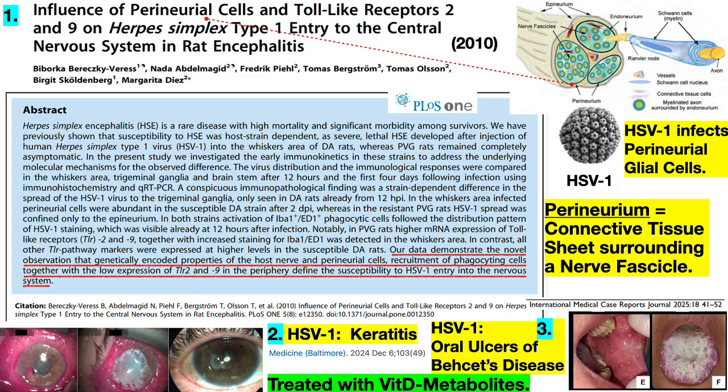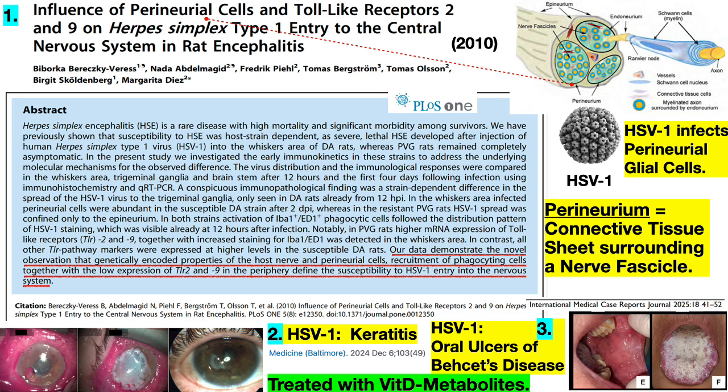This paper discusses infection of the perineurial cells. They're part of the perineurium, and the roles of toll-like receptor 2 and 9 on the susceptibility of these cells to HSV1 entry and infection. Reactivation from this site in one of these rodent strains, rat strains, was found to make the rat strain susceptible for the infection to spread into the central nervous system, leading to herpes simplex encephalitis.